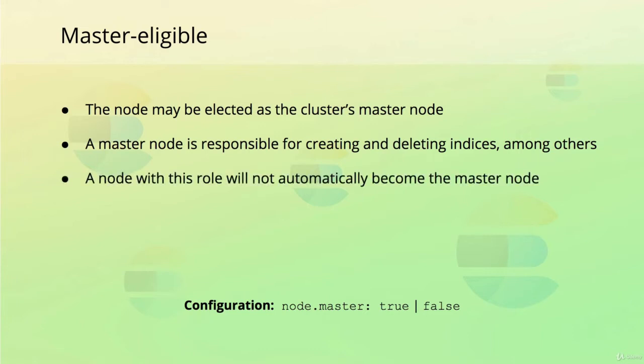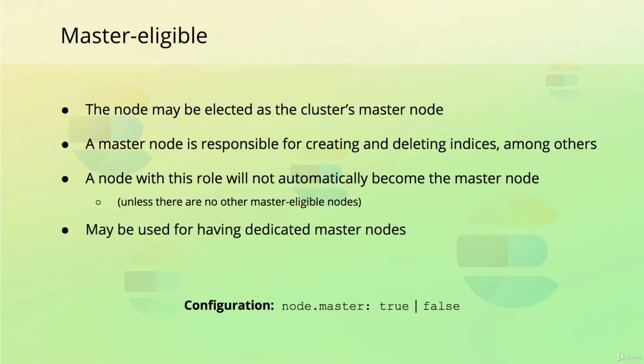Giving this role to a node does not automatically make it the master node, unless there are no other nodes with this role. The reason is that the cluster's master node will be elected based on a voting process, so if you have several nodes with this role, either one of them may be elected as the master node.